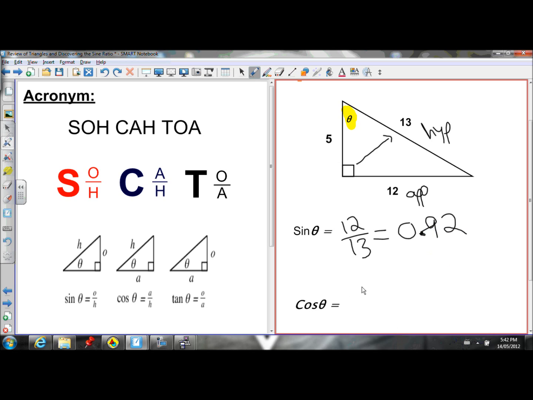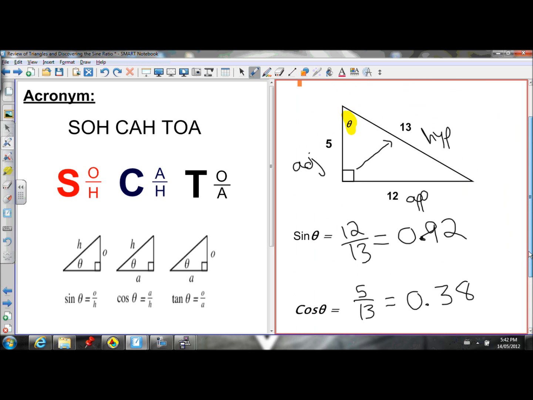Cos of theta is adjacent over hypotenuse. This is my adjacent side to theta. This side here, the side of 5, is right beside my reference angle. That's why it's the adjacent. So cosine of theta is 5 over 13, adjacent over hypotenuse. 5 divided by 13 is close to 0.4. It's 0.38.